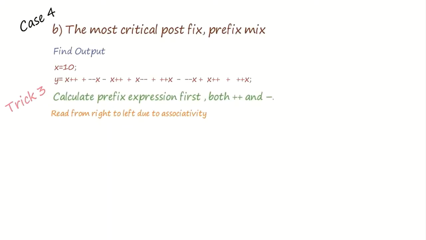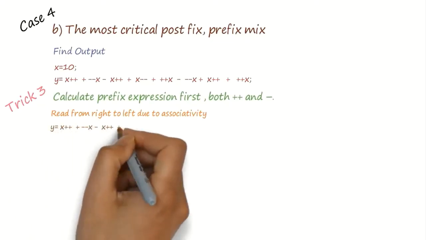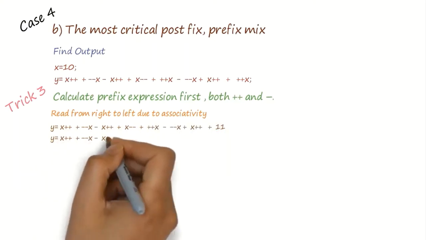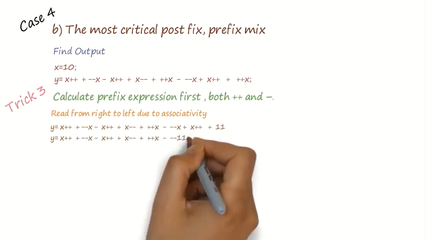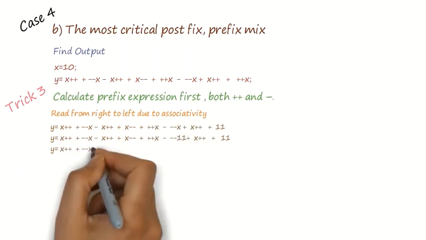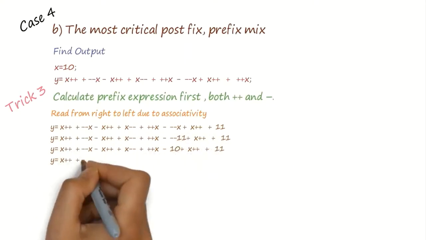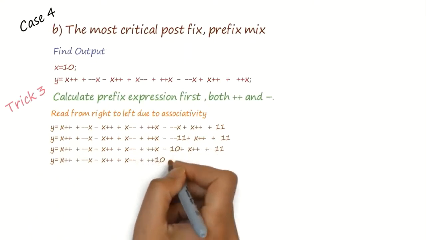Here, in the expression, or as a matter of fact any expression, as the prefix is executed first, we calculate from right to left. And remember, we will consider only the prefix operations. It doesn't matter whether it is plus plus or minus minus. So here, rightmost plus plus x is 11. We will ignore the next postfix and consider only prefixes. So here we have minus minus x.